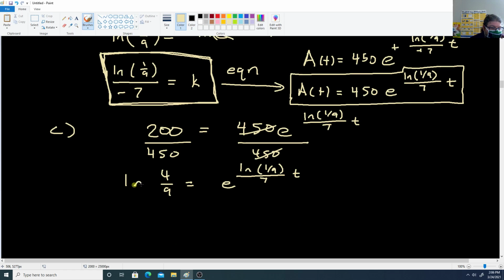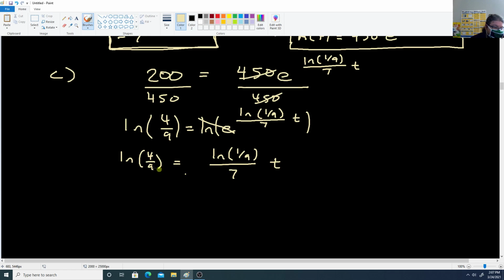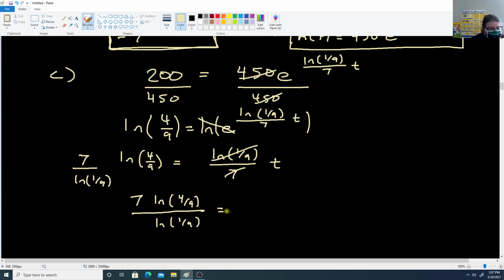We apply natural log to both sides. Natural log will undo exponential base e. So we'll have natural log of 4/9 equals natural log of 1/9 over 7 times t. So if we want to get the t by itself, we have to multiply the 7 across and divide the natural log of 1/9. And so we got basically 7 natural log of 4/9 divided by natural log of 1/9. That will equal our time t.